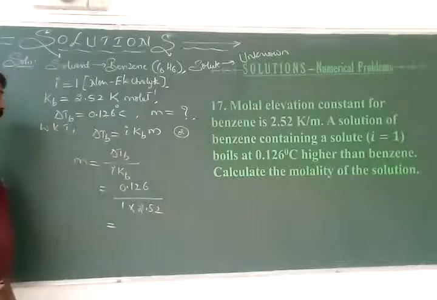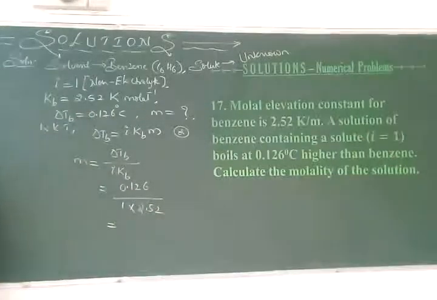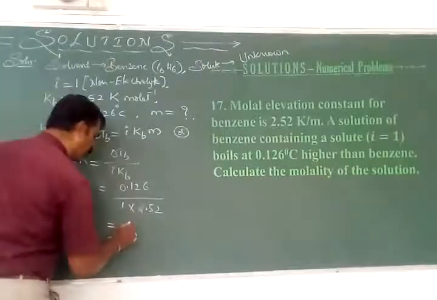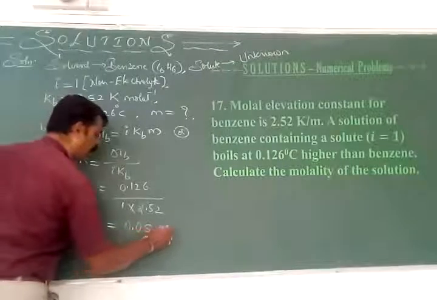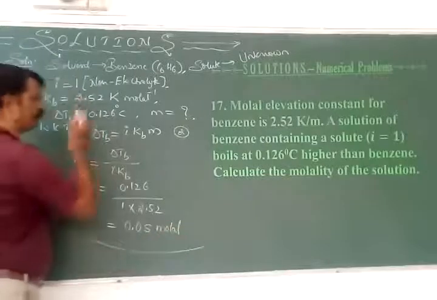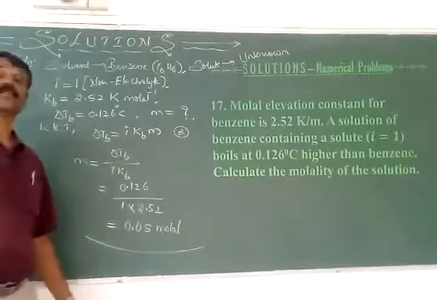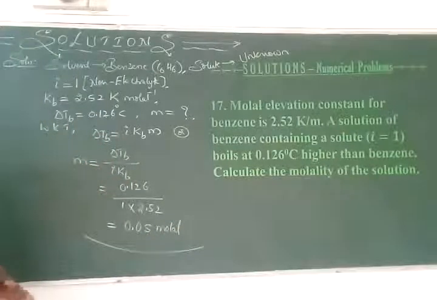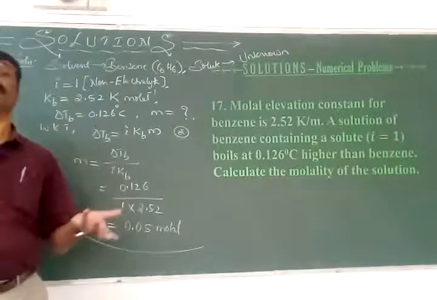So if I simplify that, 0.126 divided by 2.52, I will get the value of 0.05. Therefore, what is the molality of the solution here? It is going to be 0.05. So that is very similar to the previous one.